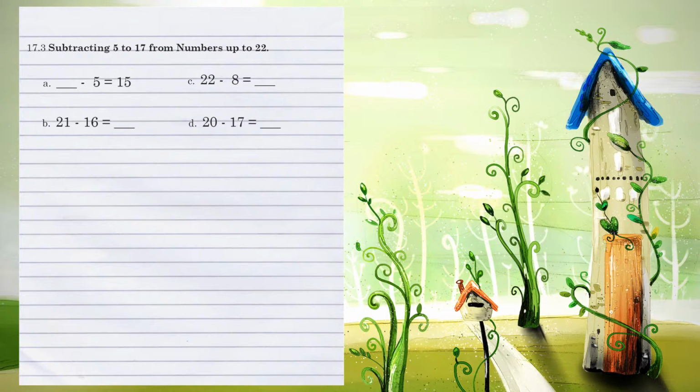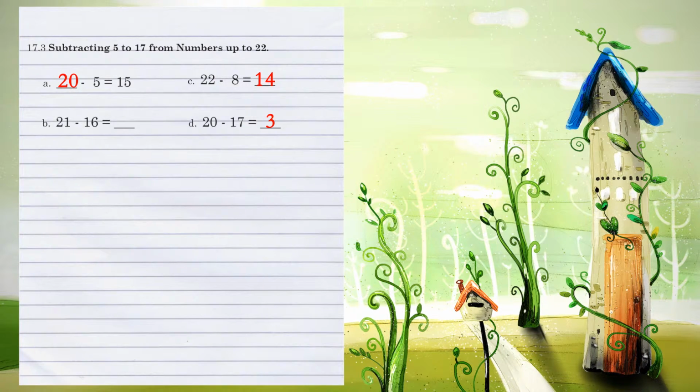Unit 17.3, subtracting 5 to 17 from numbers up to 22. Example A. What number minus 5 equals 15? Well, let's work backwards again. If we add together the 5 and the 5, that is 10. But we only put the 0 in the ones position, and it's almost like we're carrying the 1. So now the 1 and the 1 means that we're going to start with the number 20.